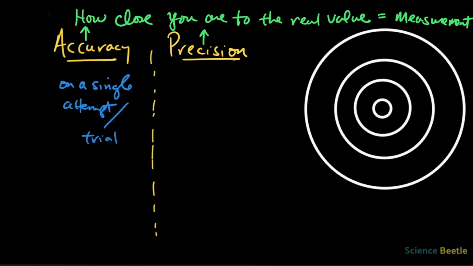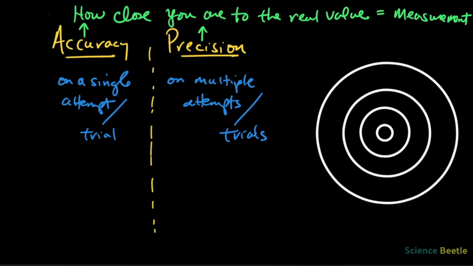Now, precision is slightly different. Precision is going to be dealing with how close you are to the real value on multiple attempts or trials. Okay, so what does that look like? All right, so I've redrawn it here. Let's address accuracy first.